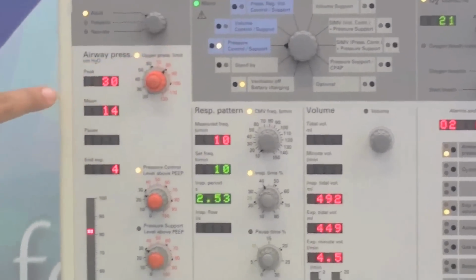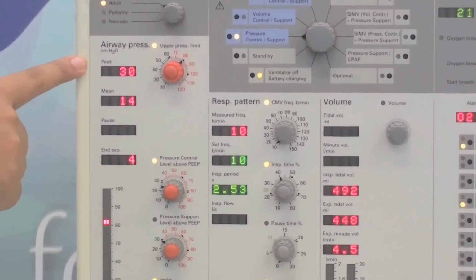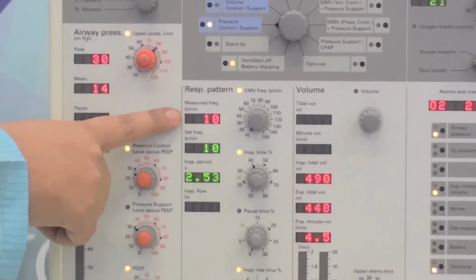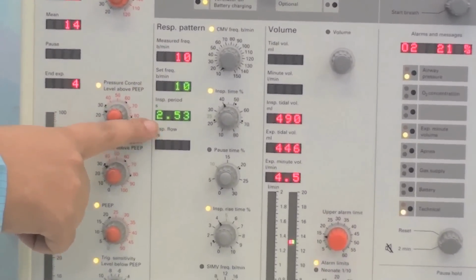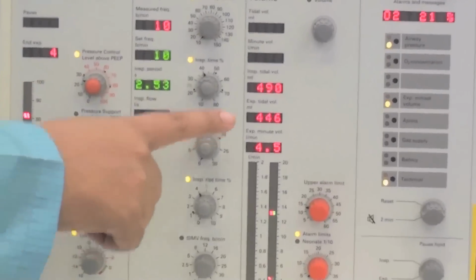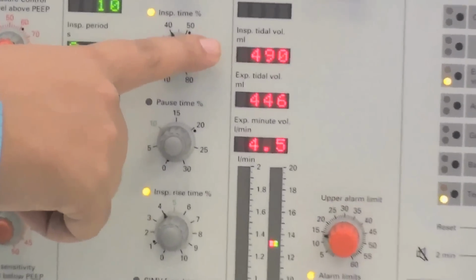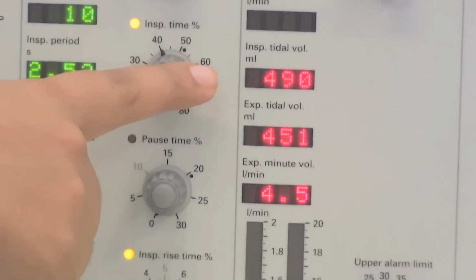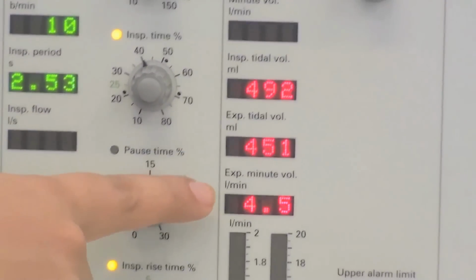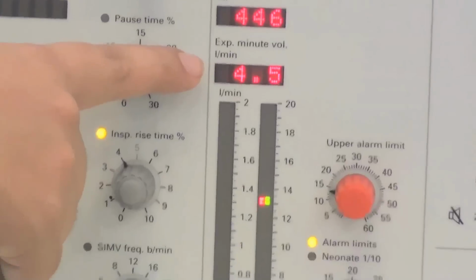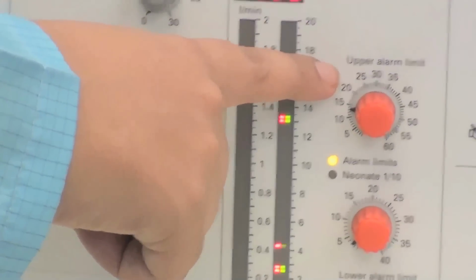We see the circuit pressure is 30 cm H2O, a result of a PEEP setting of 5 and a pressure stroke of 25 cm H2O. The I time setting is about 2.5 seconds. The inspired tidal volume of approximately 490 ml is that which is measured leaving the machine. The exhale tidal volume of 446 ml is that which is estimated leaving the patient's lungs. The minute volume is about 4.5 liter per minute.